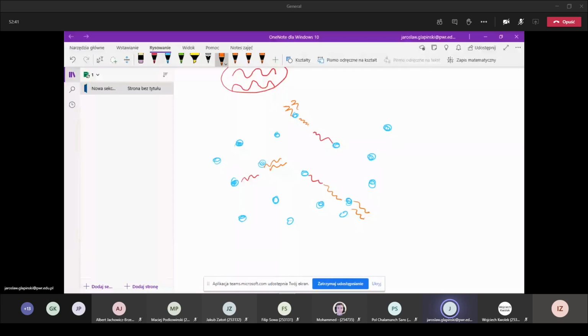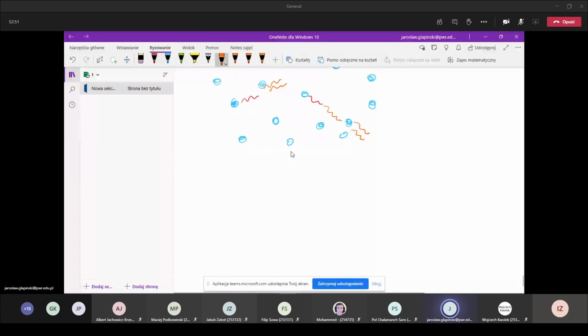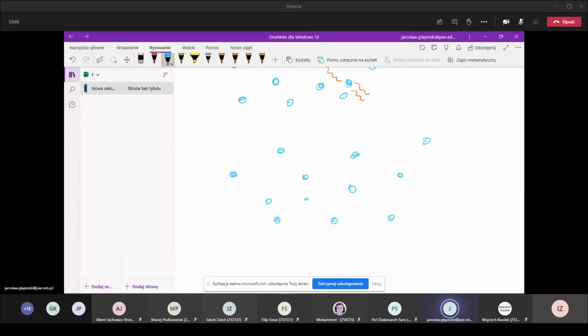So what to do to make the laser light in one direction? We still have these atoms that are pumping, and some of them go in this direction, but some of them go in this direction.